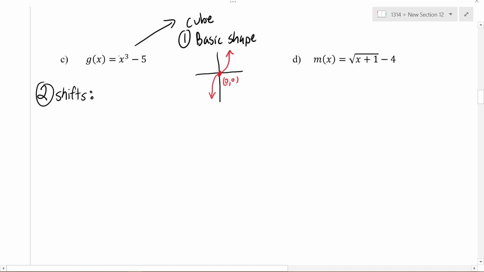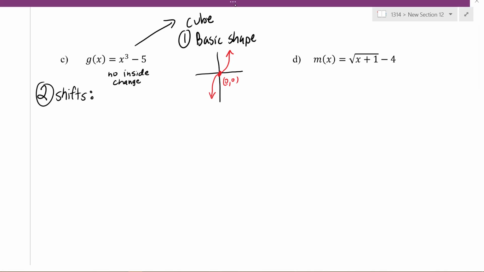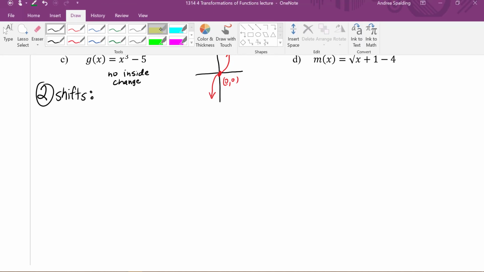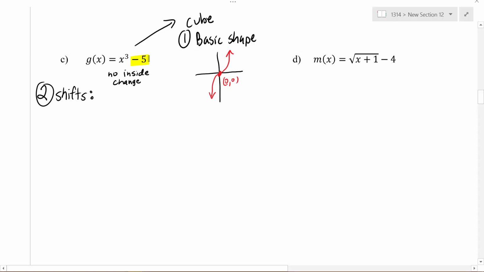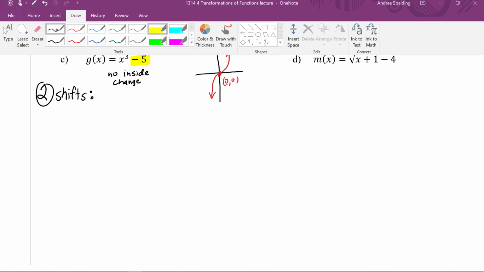Here I do not see the parentheses this time. So this time there is no inside change. In order to have an inside change with the cube function, you have to see parentheses around the x, and then you have to see something happening inside of the parentheses besides x. Here there's no inside change because there's no parentheses. So the -5 that I see is actually happening only outside. So that's an outside change.